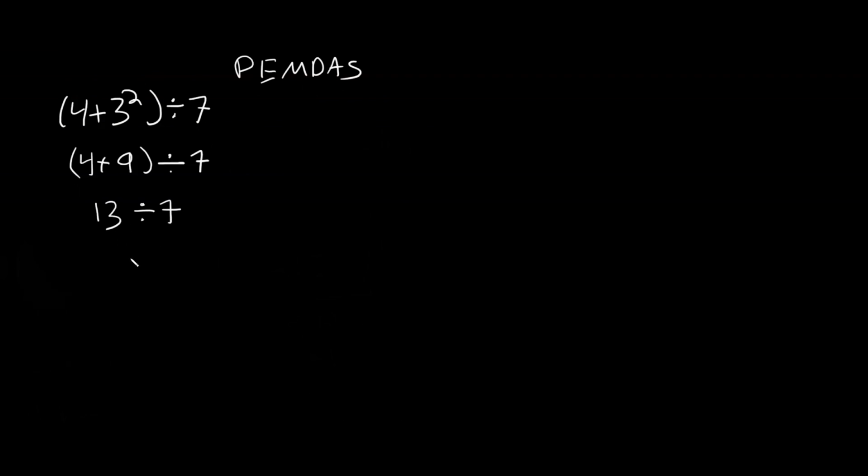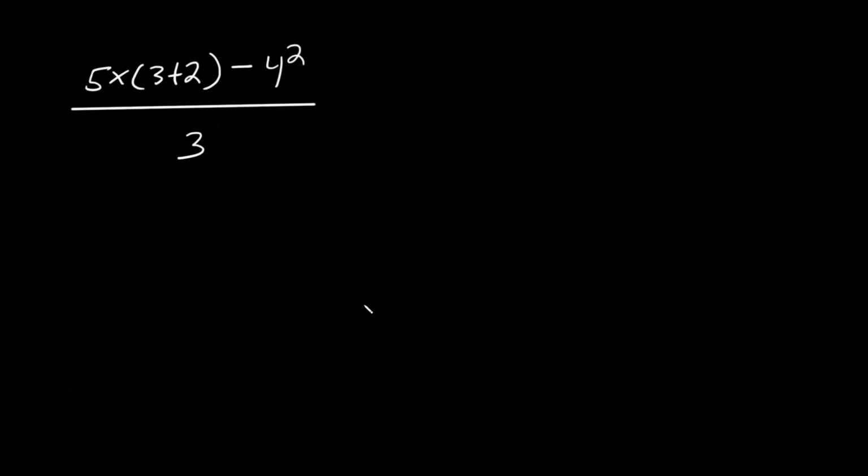Well, we can just rewrite this as an improper fraction. We could say 13 over 7, or we could say, let's see, this would be 1 and 6/7. 1 and 6/7. Let's do one last problem, and I'll try to make this one a little bit more challenging.